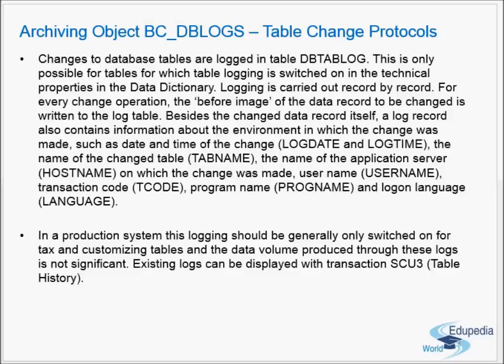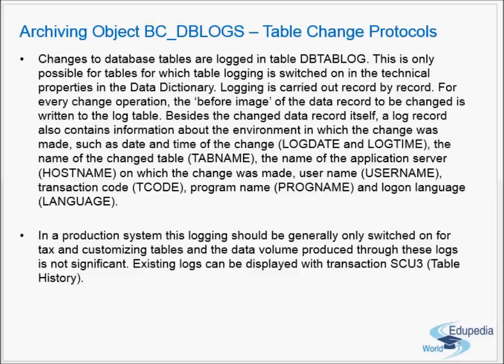Now, what all information is recorded? The before image and what change was done. Apart from this, you have good tracking information about when the change was made, what is the changed table name, which user changed it, on which application server of the SAP system the change was made, the transaction code, the program name, the logon language, etc. All this information is captured in the DBTABLOG table. In a production system, this logging should generally be switched on only for tax and customizing tables, and the data volume produced through these logs is not significant. Existing logs can be displayed with transaction SCU3.